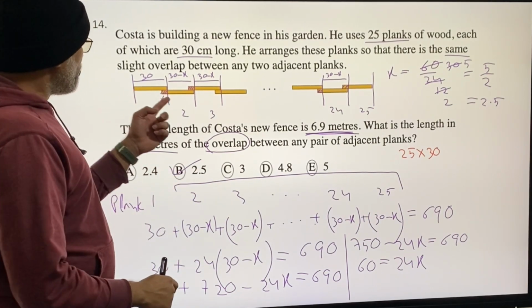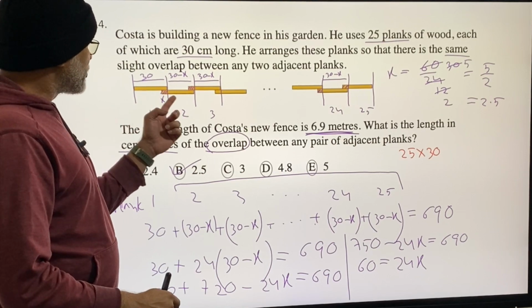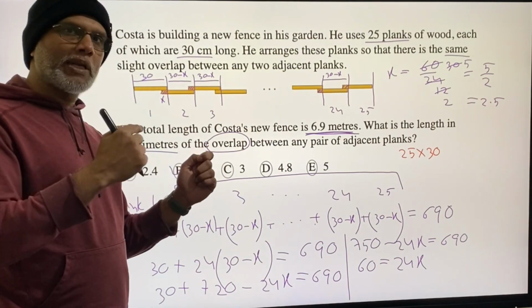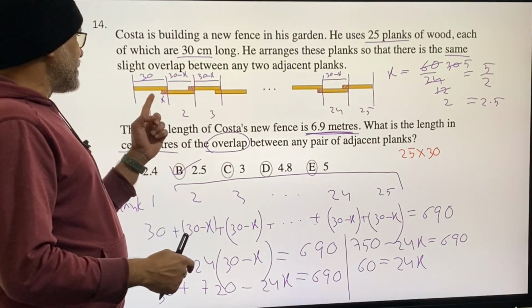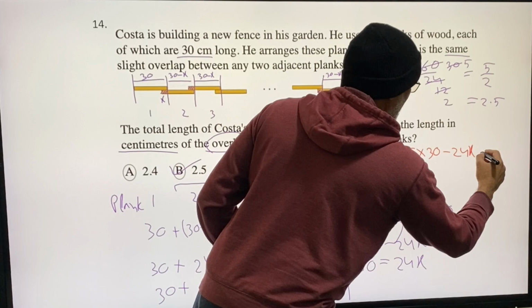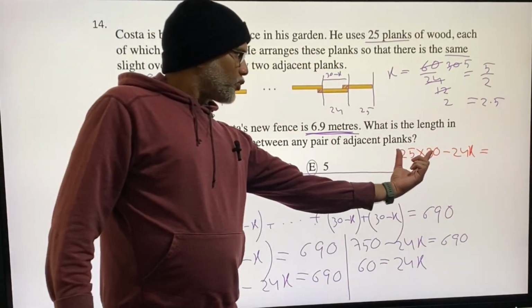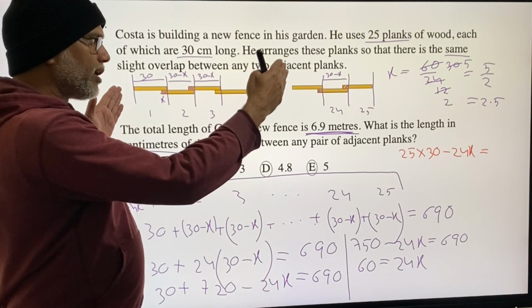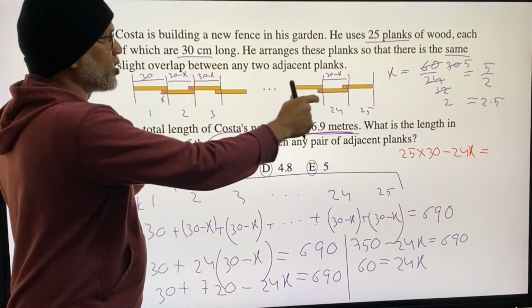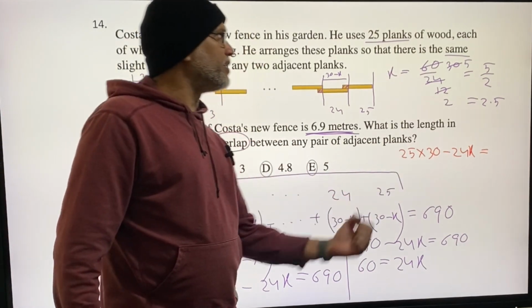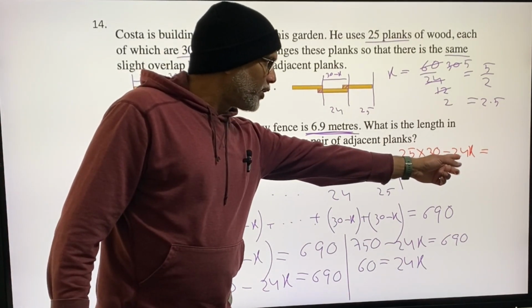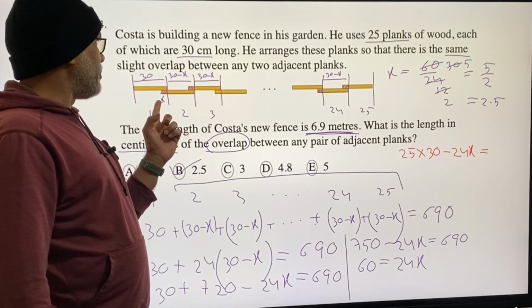And if I have 2 planks only, there is only 1 overlap. If I have 3 planks, there will be 2 overlaps, right? Similarly, if there are 25 planks, there will be 1 less overlap, that is 24 overlaps, right? And if each overlap is x, that will be 24x. So 25 times 30 is the length if there was no overlap at all, and then I'm subtracting the overlap. There are 24 overlaps and each overlap is of amount x.